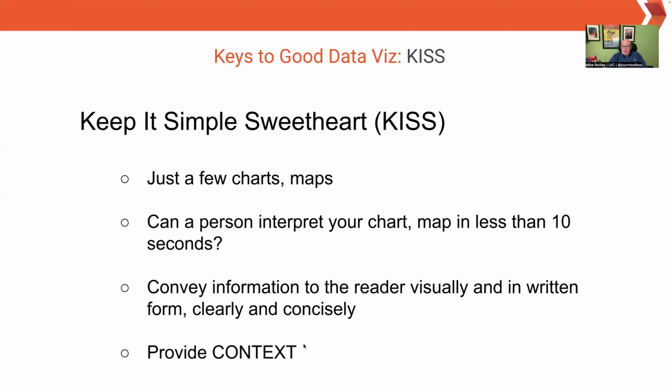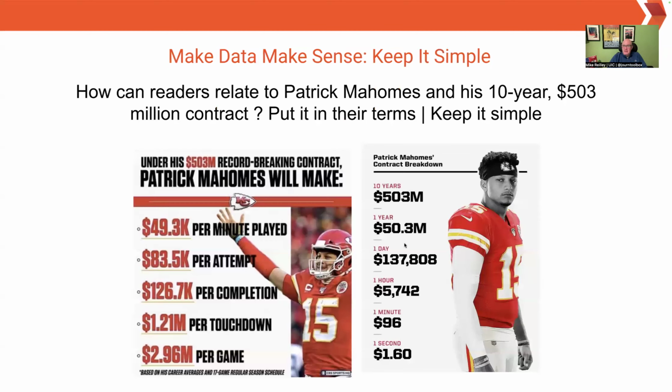And mostly, you're going to provide context. What does the data mean? What does this chart or this map mean to Chicagoans? Why does it matter? Help data make sense to people. Patrick Mahomes, you may love him, you may hate him, he should have been a Bear. Patrick Mahomes in his 10-year, $503 million contract. They extended him $500 million, the Kansas City Chiefs did. Well, what does that mean to us as the average everyday person?